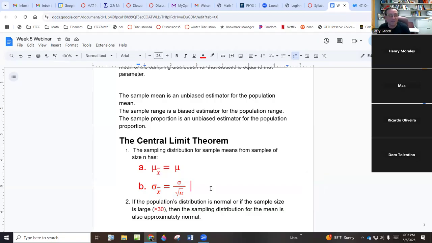Okay, now here comes the next one, and this is really important. And this is for means, this is not for proportions. So make sure you note that. If the population's distribution is normal, okay, or, and the or is the most important part, if the sample size is large, in our class, the definition of large is greater than 30. Where have you heard the greater than 30 before?